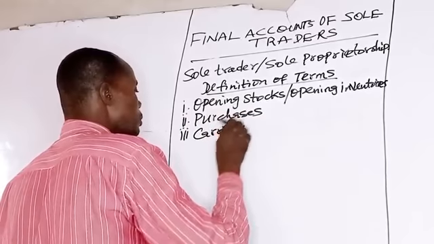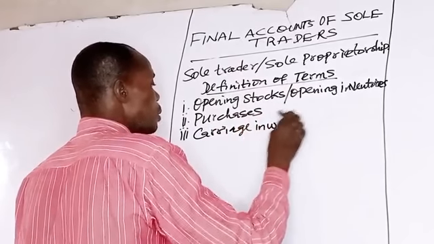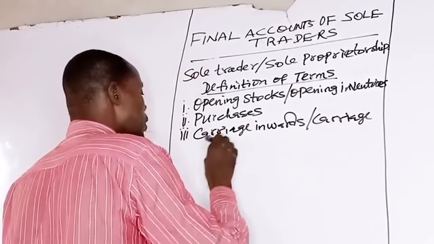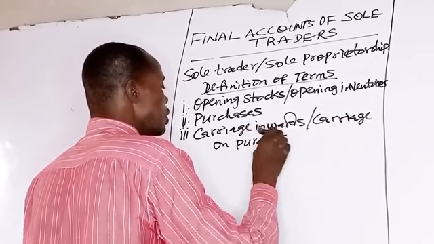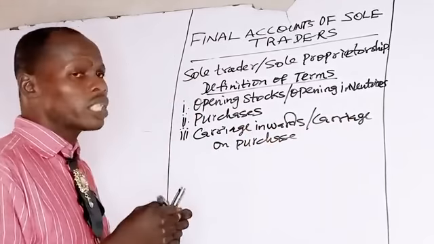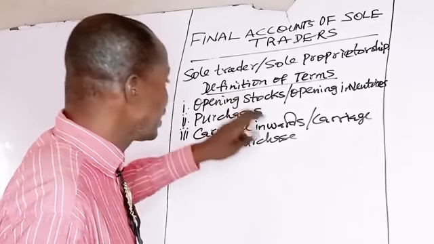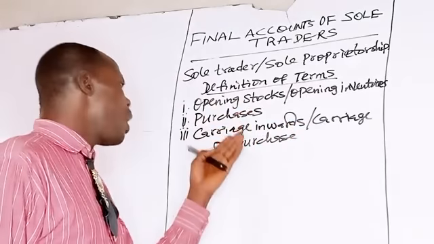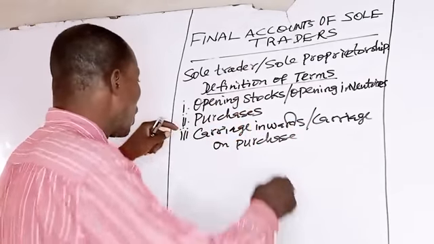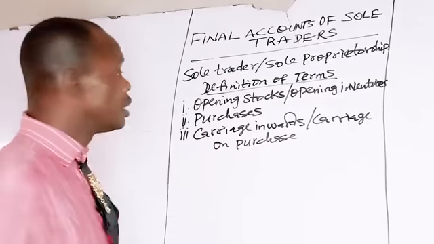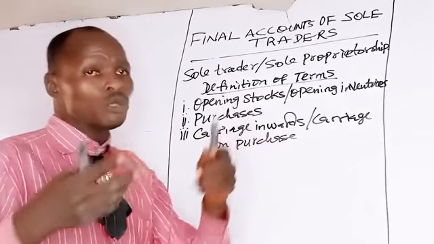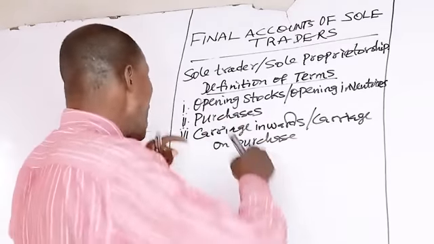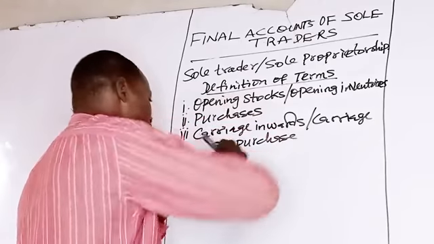Now, number 3, we have carriage inwards. This can also be called carriage on purchase. Carriage inwards or carriage on purchase. These are the costs or expenses incurred in bringing the goods from the place of purchase to the warehouse of the organization.